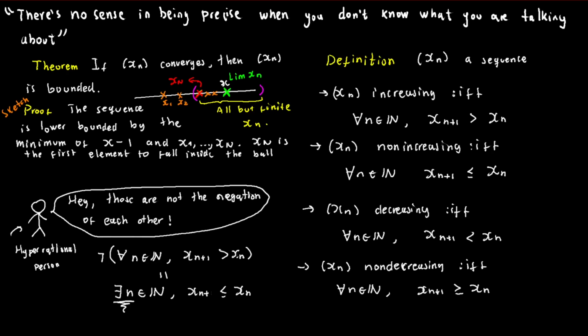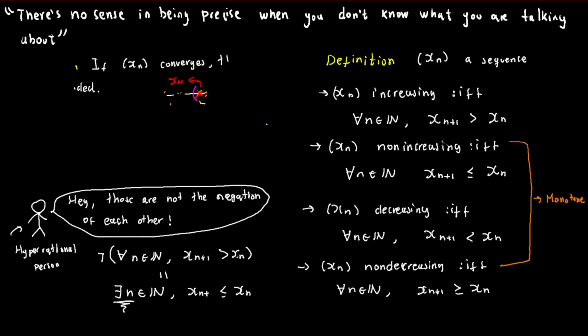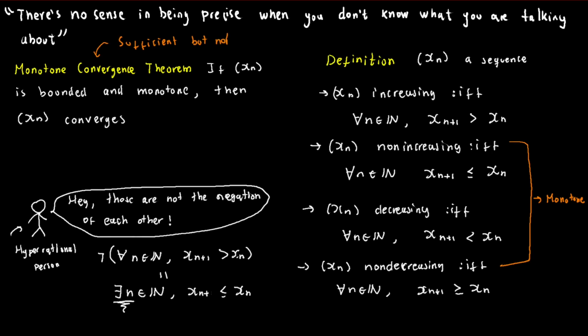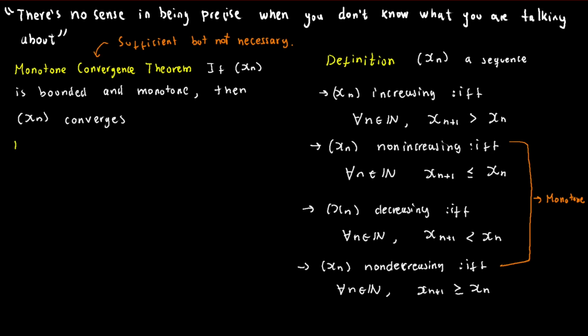Anyways, we can also define decreasing and non-decreasing sequences. Finally, a sequence is said to be monotone if it's either non-increasing or non-decreasing. With those definitions out of the way, we are finally ready to state the so-called monotone convergence theorem. Every bounded and monotone sequence of real numbers converges. We'll prove the case of non-decreasing sequences since the other case is similar.